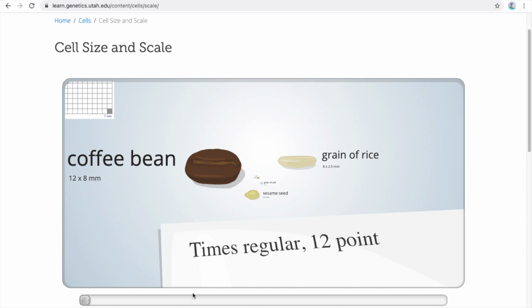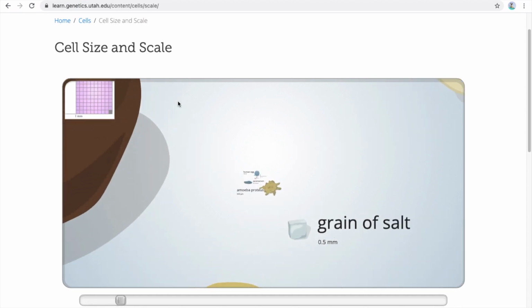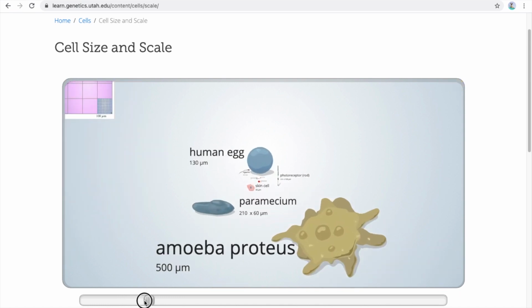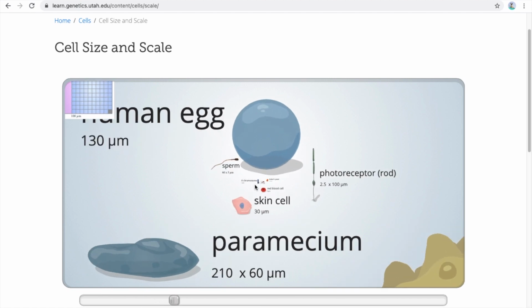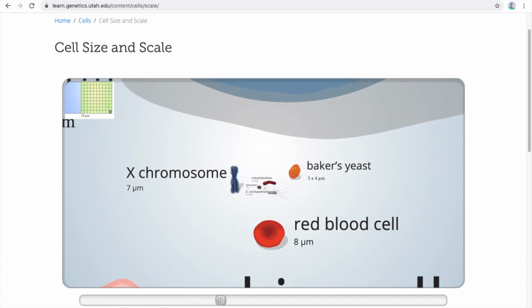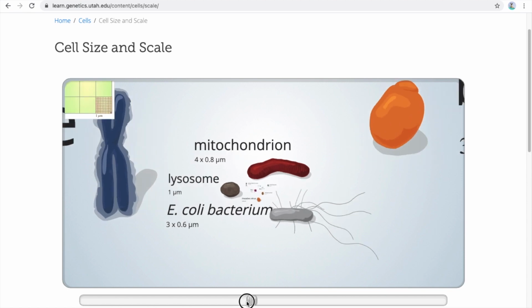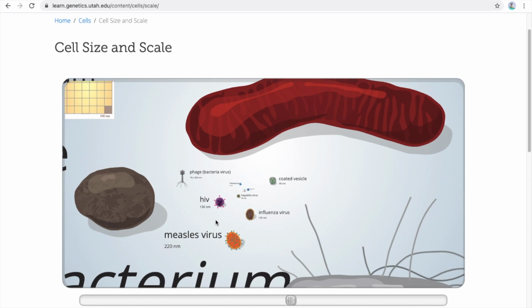Now let's drag this slider to zoom in and look at some smaller items. Here we have a grain of salt and we can also see the scale changing. Now we have many more items including the skin cell and the human egg. Now here we find the red blood cells and baker's yeast as well as bacteria if we zoom in more. At this range we find viruses such as influenza, measles, HIV and hepatitis and much more.